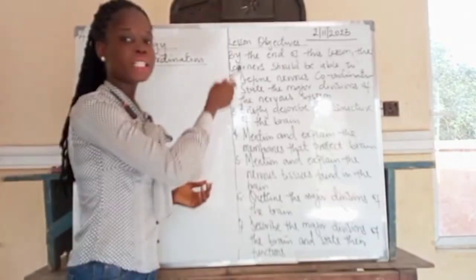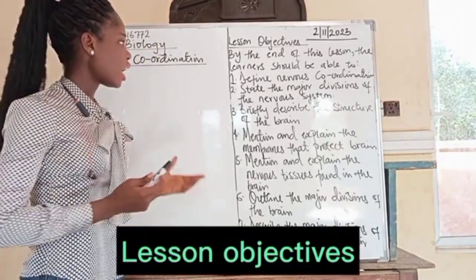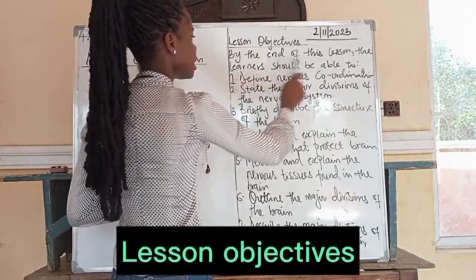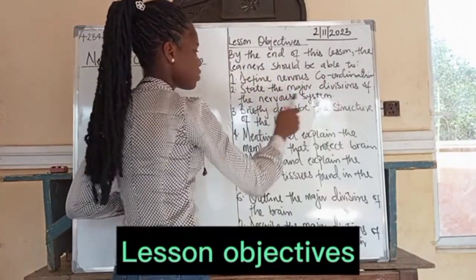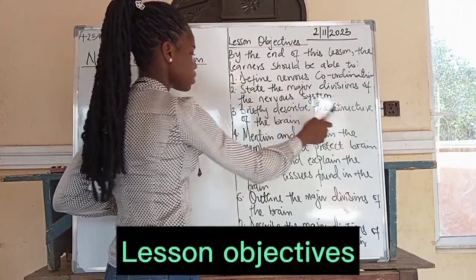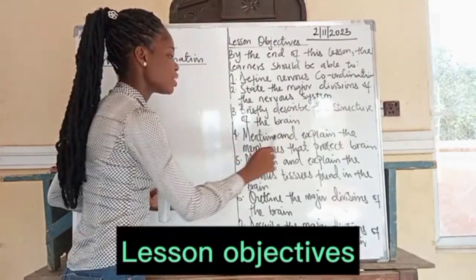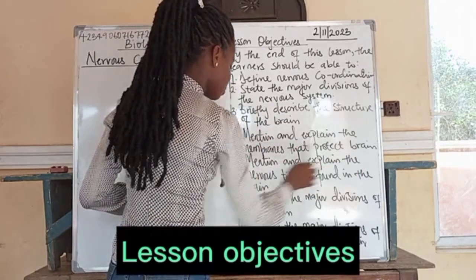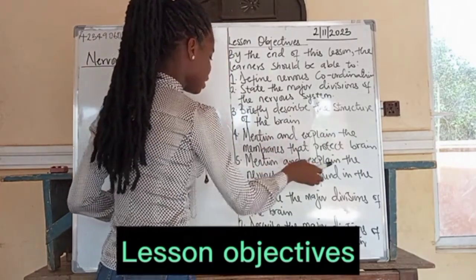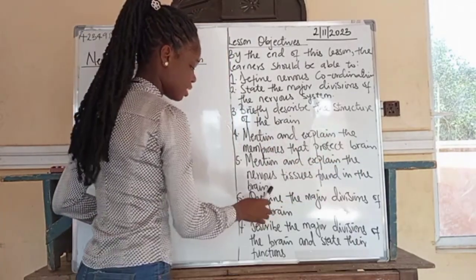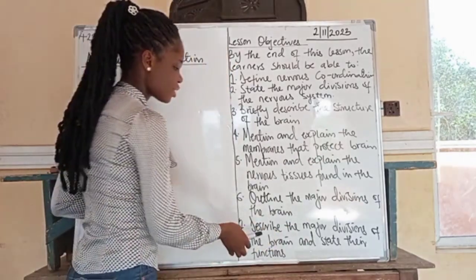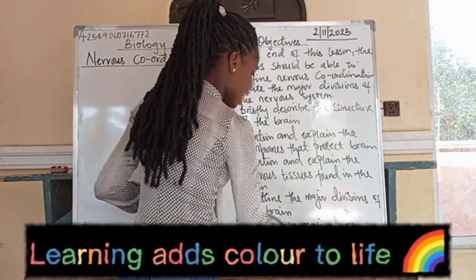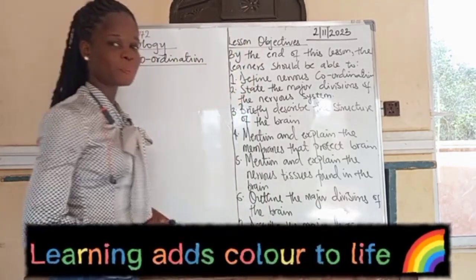Before we continue, let us quickly take a look at our lesson objectives. By the end of this lesson, the learner should be able to define nervous coordination, state the major divisions of the nervous system, briefly describe the structure of the brain, mention and explain the membranes that protect the brain, mention and explain the nervous tissues found in the brain, outline the major divisions of the brain, and lastly, describe the major divisions of the brain and state their functions.